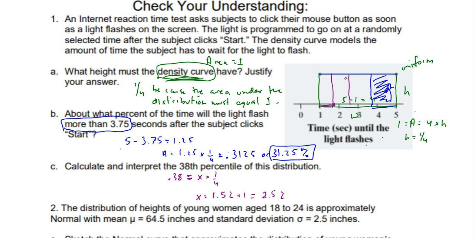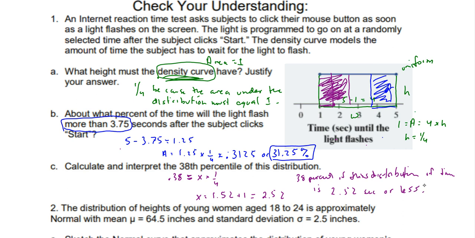All right, and so that, my friends, is the area we're looking for, and that is going to be 38%. So what do we have? 38% of the distribution of time is 2.52 seconds or less. Okay, so 38% of the distribution is that time or less, and that's what a percentile is.